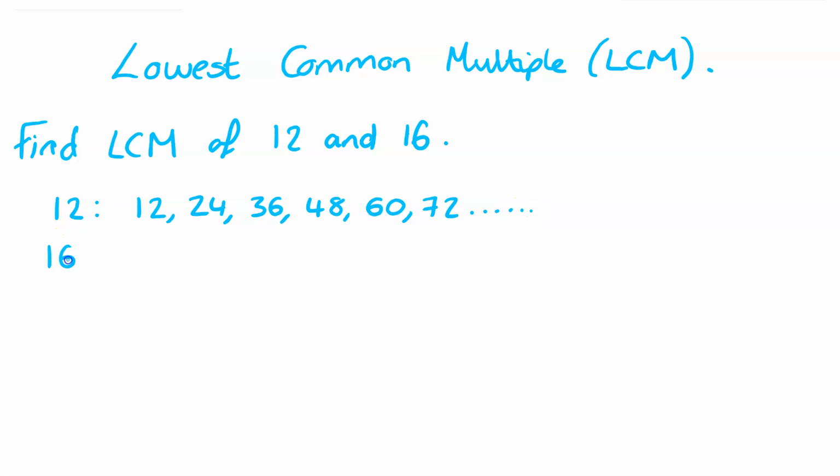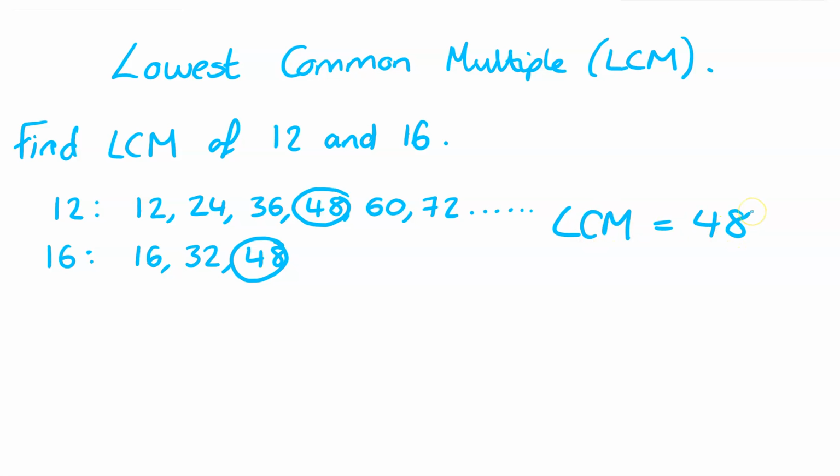You've got to do it with the other one as well. So we've got to do 16, 32, 48. So I've got a 48 there and a 48 there. So my lowest common multiple is 48. It's not too bad, that one, because we didn't have to go that high. I'm going to show you the other method, and then I'm going to show it with some higher numbers.